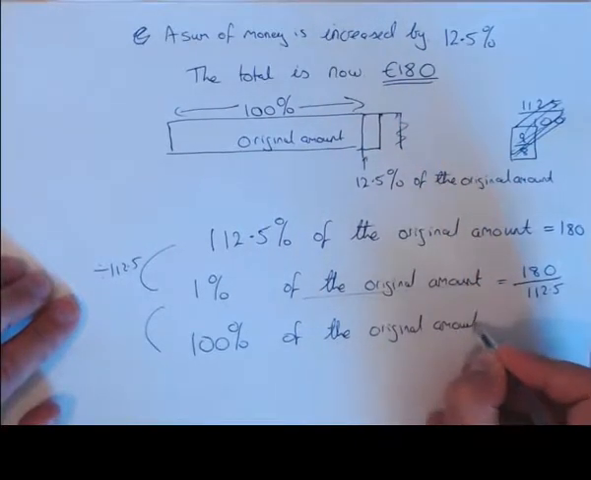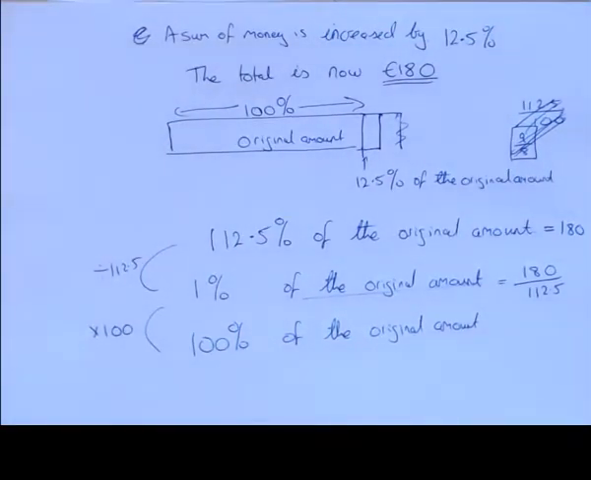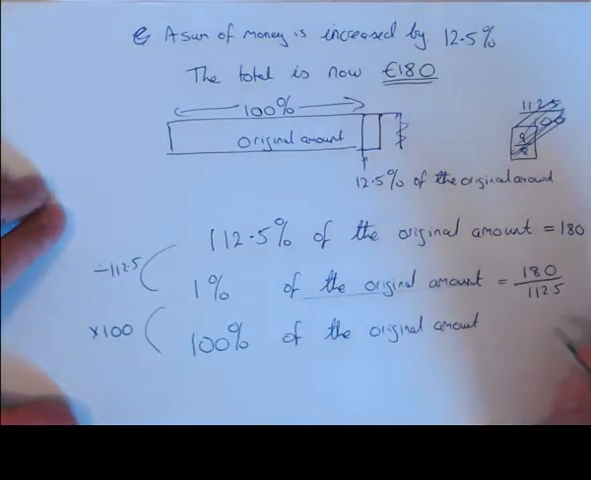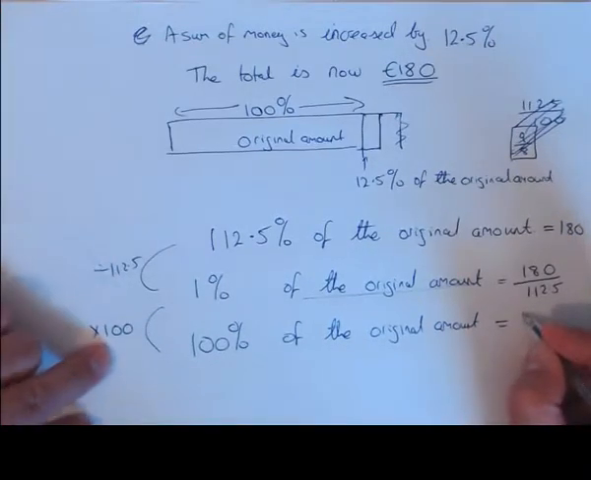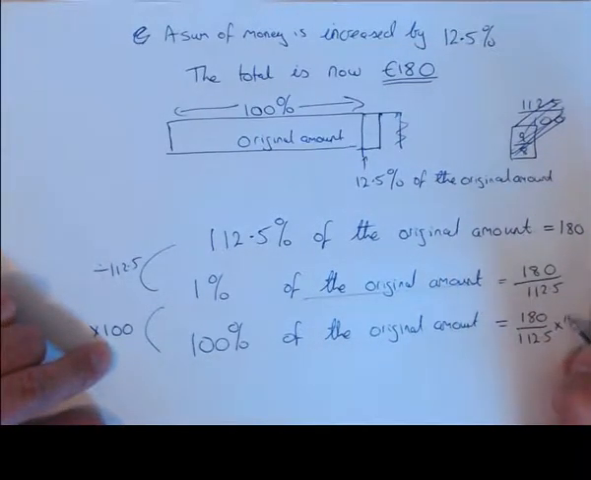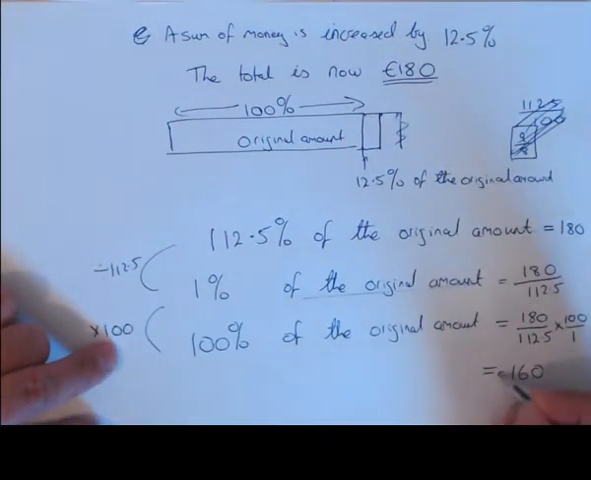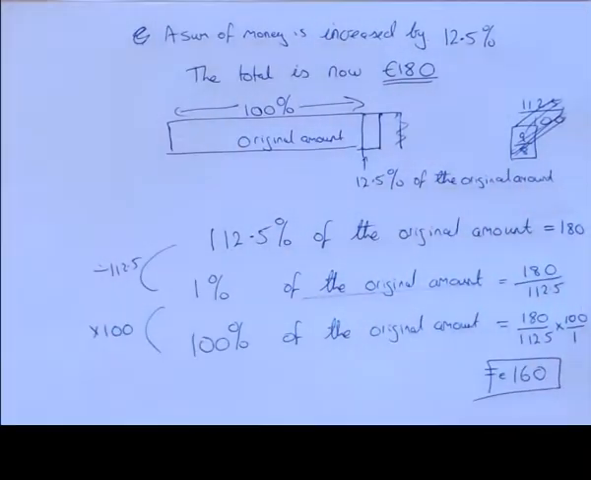What have I done? I've multiplied by 100. It's exactly the same as the fraction. This is just because you're not used to doing it with percentages. I just have to really spell it out here, but it's the same thing that you've done since primary school. 100% of the original amount will be equal to, what did I do? I multiplied by 100. So I do the same here. 180 over 112.5 multiplied by 100 over 1. You stick that in the calculator and you get 160. Okay, and that will be euro. The answer is €160 was the original sum of money.